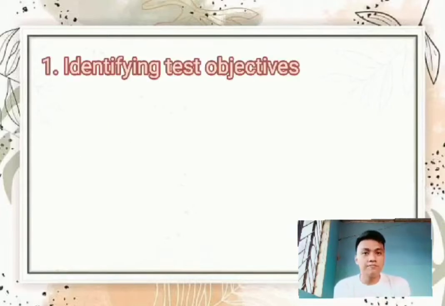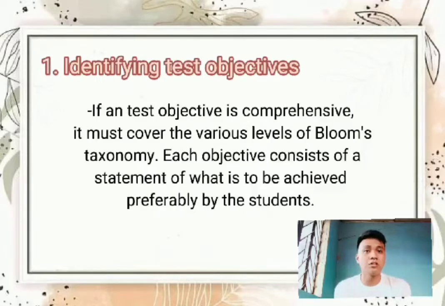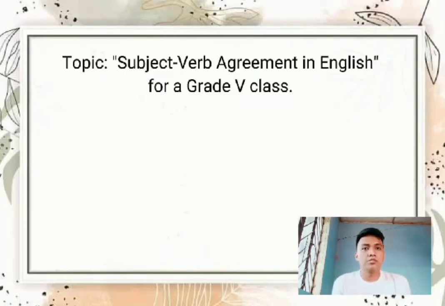The first step is identifying test objectives. If a test objective is comprehensive, then it must cover the various levels of Bloom's taxonomy. Each objective consists of a statement of what is to be achieved, preferably by the students. For example, the topic is subject-verb agreement in English for a grade 5 class. If we are about to construct a test on this topic, the following are the typical objectives.